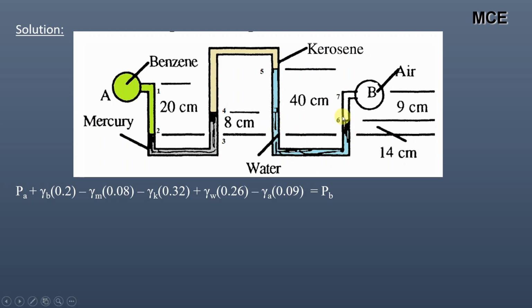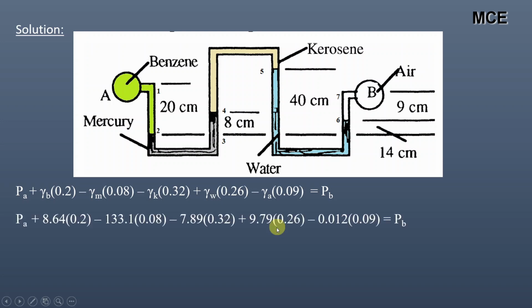Then we will reach point 6. From point 6 to point 7, the fluid is air and we are moving in upward direction, so it will be minus gamma A into 0.09 until we reach the point B. So we will be setting the result equal to PB. Putting the values of unit weights and solving the above equation, we get the pressure difference between A and B equal to 8.9 kilopascal.